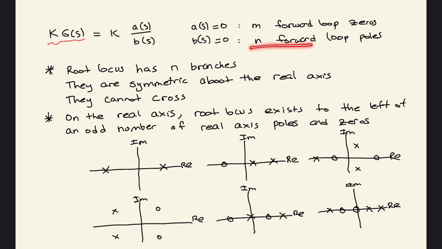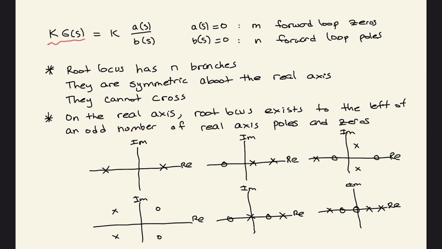You have n forward loop poles, and so root locus will have n branches. These branches will be symmetric about the real axis. And these branches cannot cross. Second rule: on the real axis, root locus exists to the left of an odd number of real axis poles and zeros.